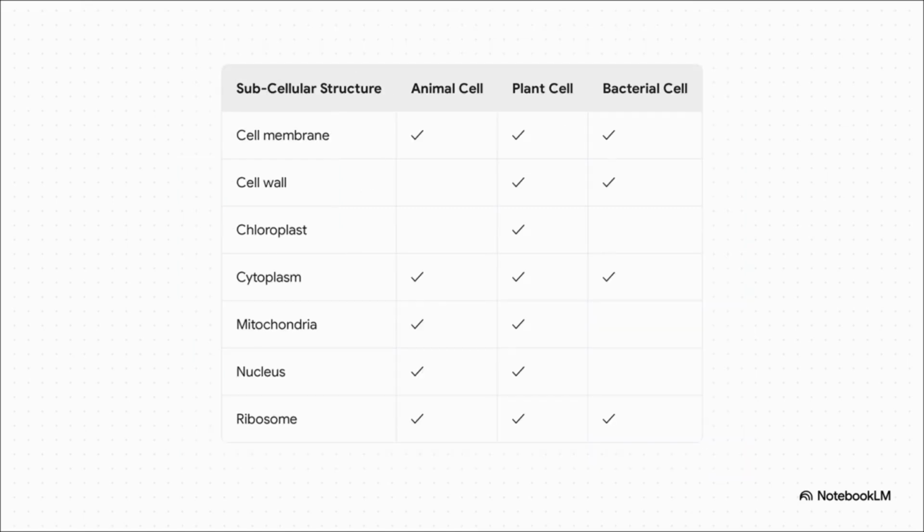So, what's the big takeaway here? Well, notice that all three types, animal, plant, and bacterial cells, they all share the absolute basics, a membrane, cytoplasm, and ribosomes. But here's the crucial distinction. Only the more complex plant and animal cells have that true nucleus and those mitochondrial power plants. And that, right there, is a fundamental difference in the blueprint of life.